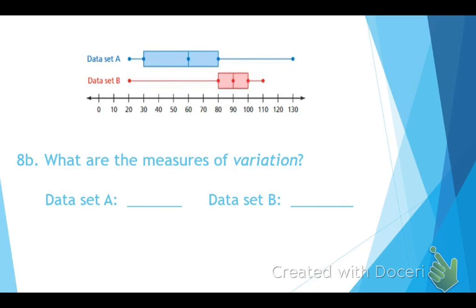For the next one, guys, help me out with the measures of variation. All right, this one we're finding the measures of variation. Remember for that, it's like another word for range. So you're taking the upper quartile, which was 80, and subtracting the lower quartile, which was 30.